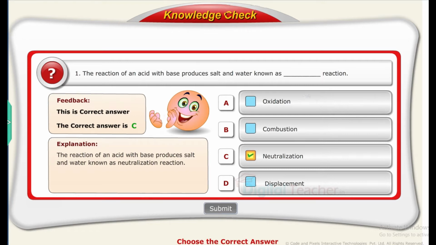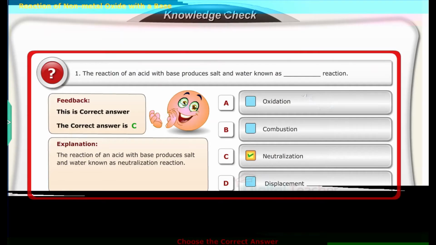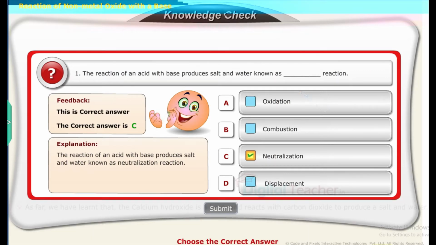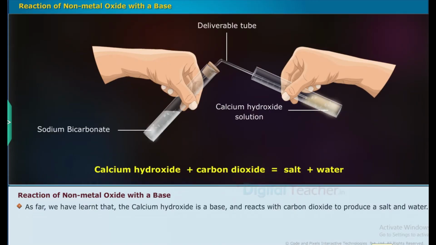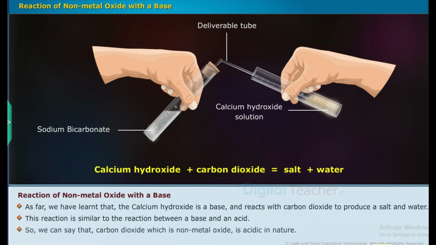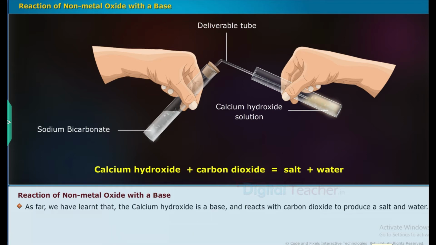Reaction of non-metal oxide with a base. As far, we have learnt that calcium hydroxide is a base and reacts with carbon dioxide to produce a salt and water. This reaction is similar to the reaction between a base and an acid. So, we can say that carbon dioxide, which is a non-metal oxide, is acidic in nature.